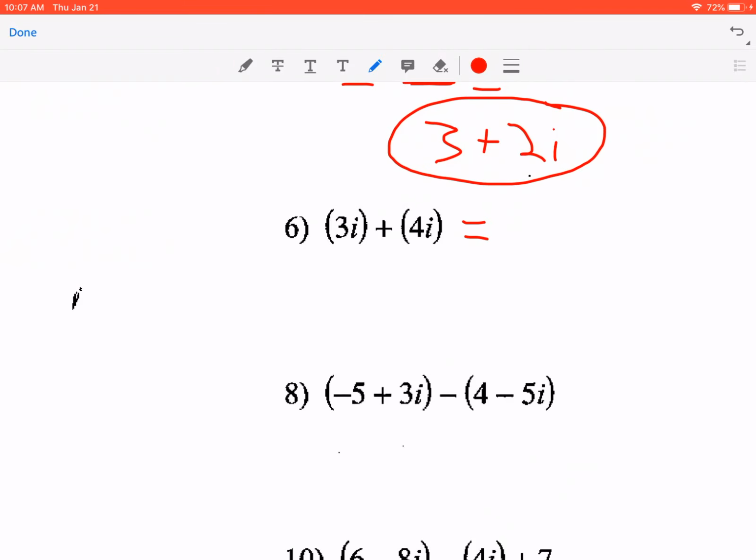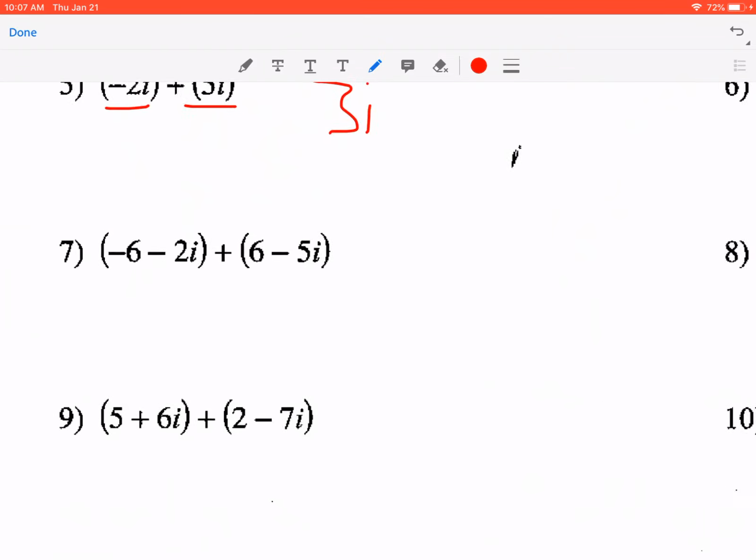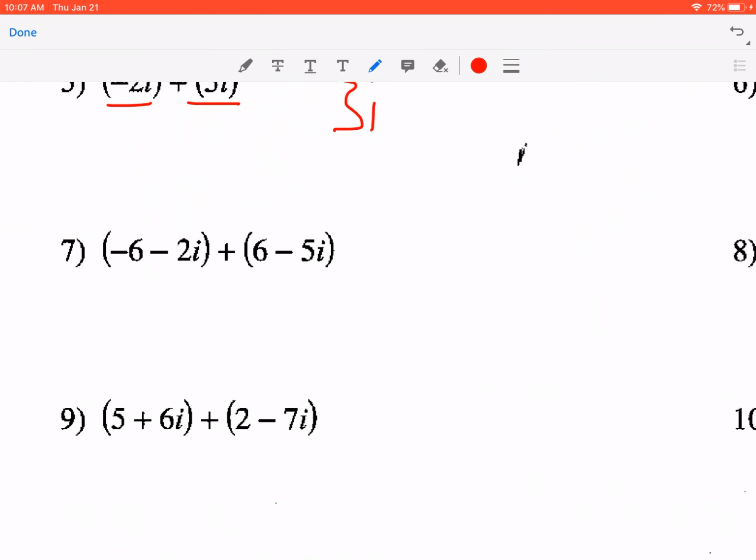3i plus 4i, that's no different than if it was 3x plus 4x, so that would just be 7i. Okay, same thing. I see a plus in here. It's not going to change because if you distributed a positive 1 and you multiplied it by the 6 and the minus 5i, it wouldn't change. So, real number with real number, what's a negative 6 and a positive 6? They cancel. But what's a negative 2i and a negative 5i? That's like negative 2 minus 5. That should be a negative 7i.